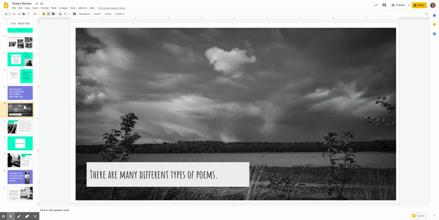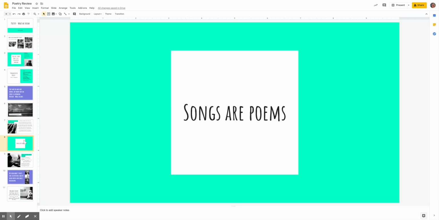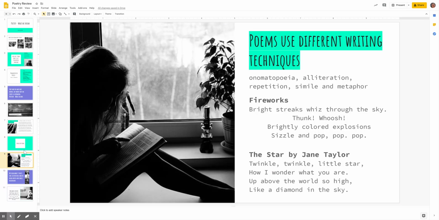There are many different types of poems. We looked at structure and format of poems, like My Shadow by Robert Louis Stevenson. Songs are poems. Poems use different writing techniques: onomatopoeia, alliteration, repetition, simile, and metaphor.